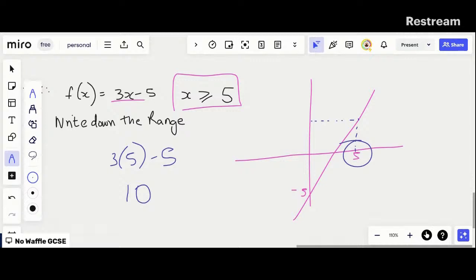So since x has to be 5 or greater, y, or f of x, has to be equal to or greater than 10. So you can't just say 10, you've got to say greater than or equal to. Well done, Chidima. Well done, everybody else getting it correct.